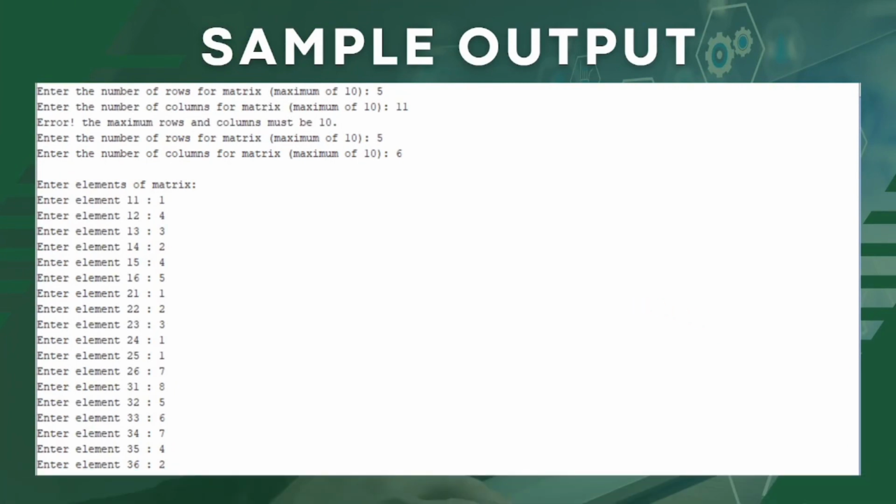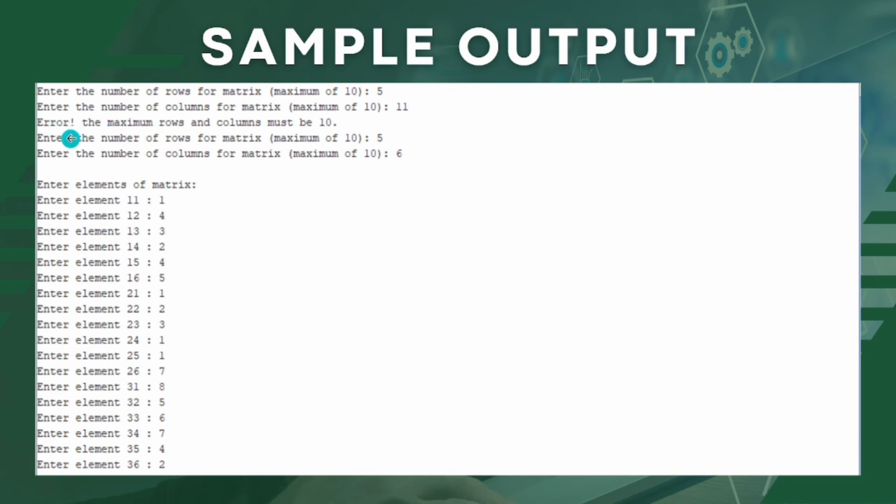Okay, this is the sample output of our group project. It will ask the user to enter the number of rows for the matrix, maximum of 10. Second, it also will ask to enter the number of columns for the matrix. If the user enters a digit over the maximum of 10, it will call an error and it will reset the matrix.